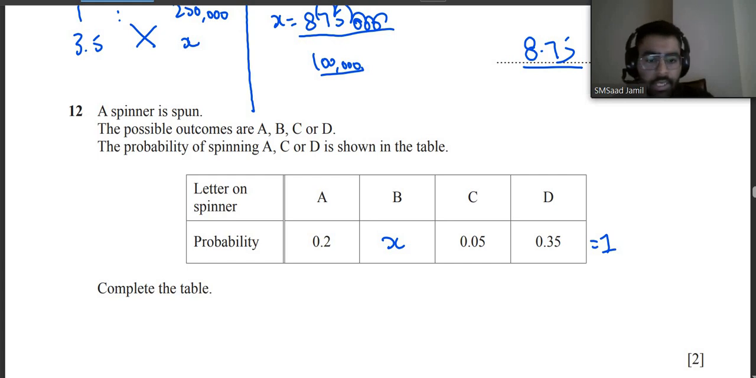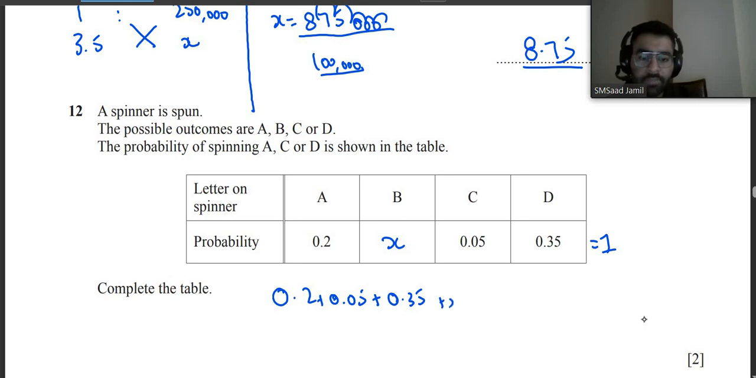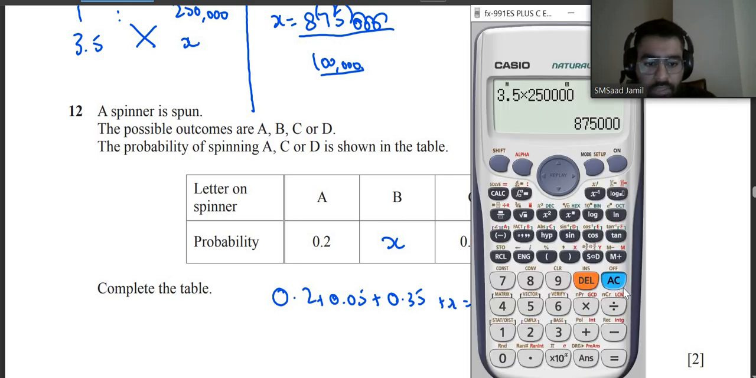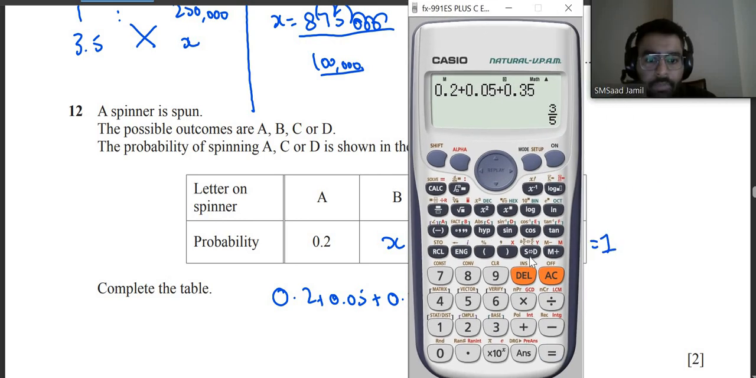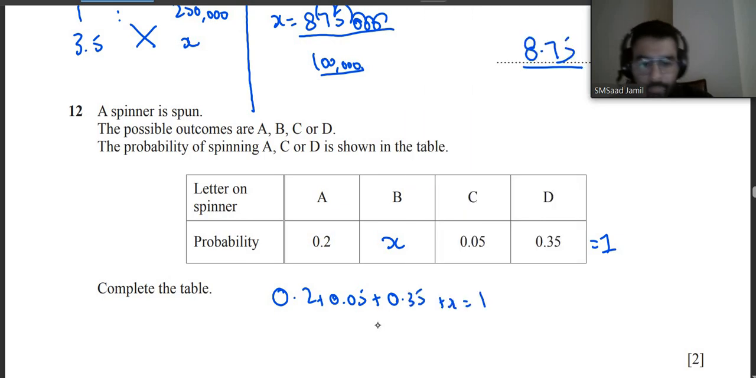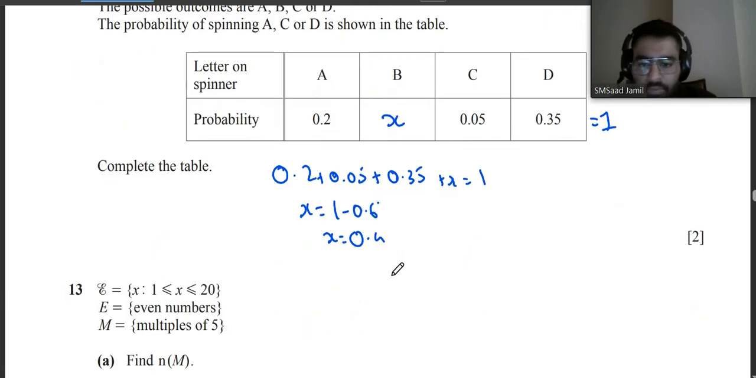Alright. Now you're going to add all of them. 0.2 plus 0.05 plus 0.35 plus x is equal to 1. Let's add all of them. Just use a calculator for the sake of it. 0.2 plus 0.05 plus 0.35, which turns out to be, how much is this? 0.6. Okay. X is equal to 1 minus 0.6. X is equal to 0.4. And that's how you solve it.